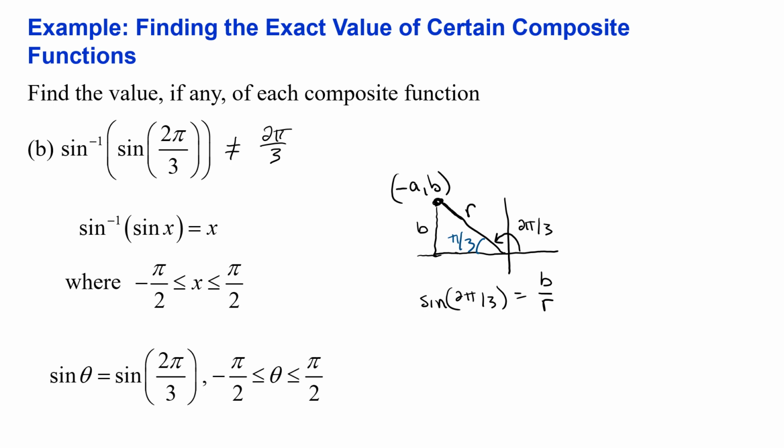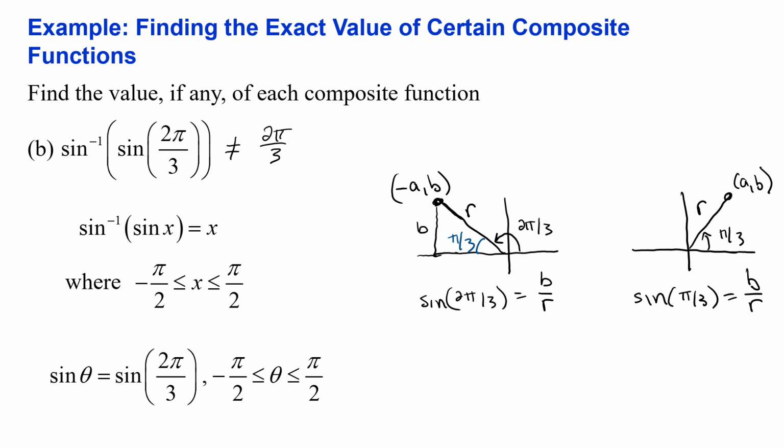Now let's also notice that the reference angle is pi over 3, which lies in the desired interval of negative pi over 2 to pi over 2. So let's draw the reference angle of pi over 3 in an xy coordinate grid. And again, the terminal side of pi over 3 will be in quadrant 1, has a length of r, and contains the point a comma b.